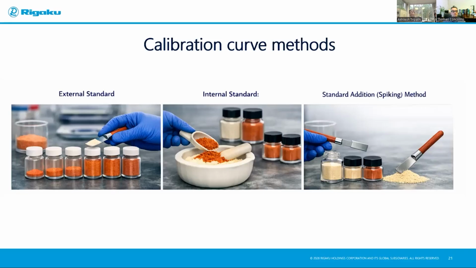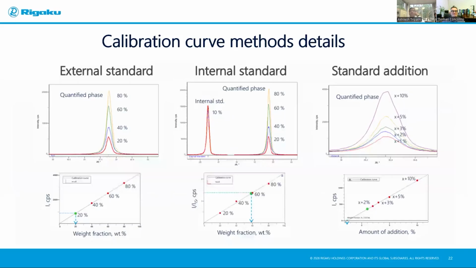So let's see in action how the graphs would look for the three methods: the external, the internal, and the standard addition method. As I was saying, in the external standard method, you have 20, 40, 60, 80%, and somewhere your sample is, let's say, around 20%. So it will fall near here on this line, and you would know the weight percent. I'll show another example of this in the next slide.